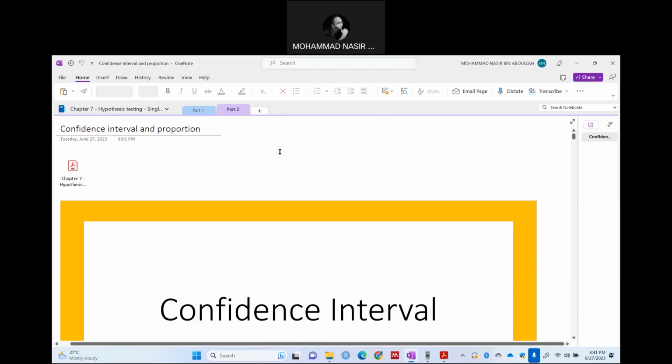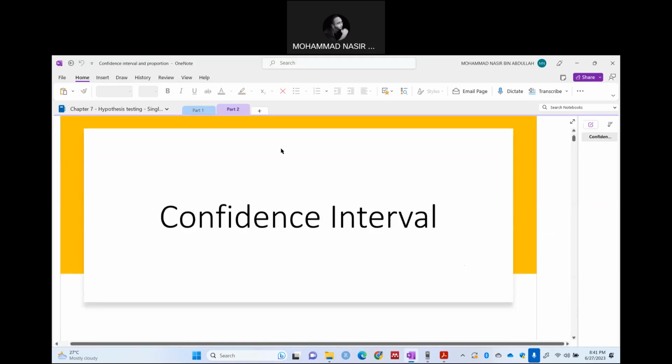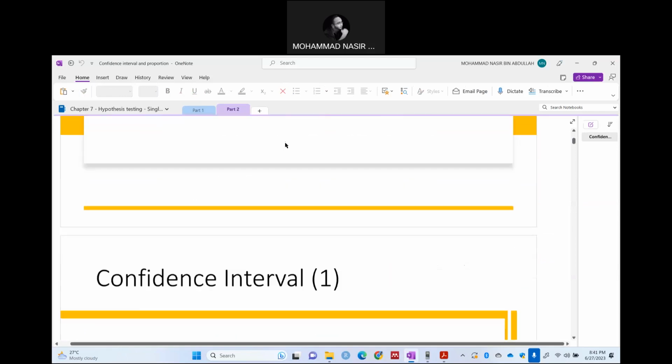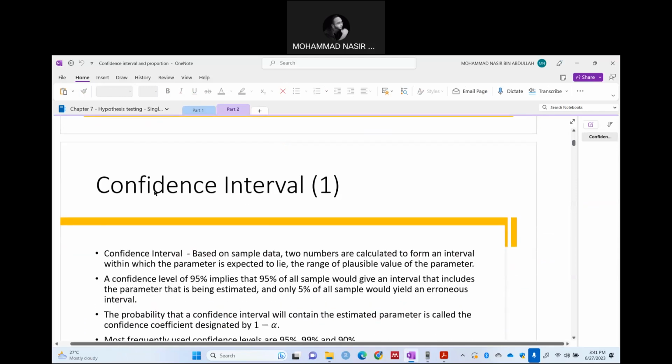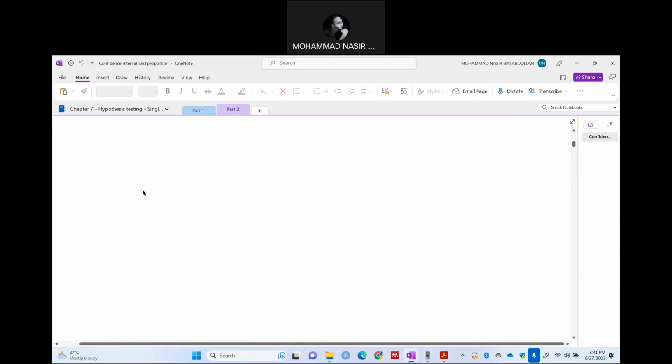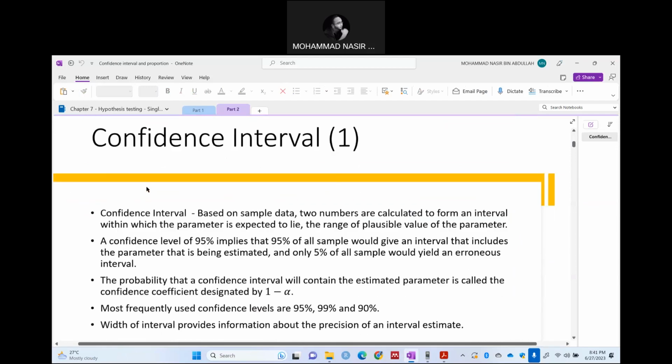So for today, we're going to look at confidence interval and proportion, hypothesis for proportion, and how to calculate the confidence interval. Okay, can? Or do you want a 5-minute rest? No one. Already want to go home early. Okay, good.